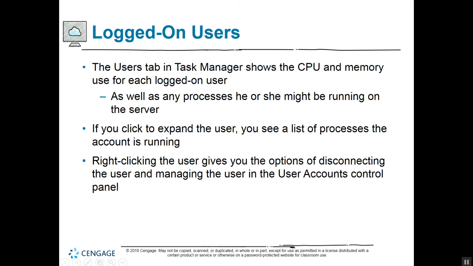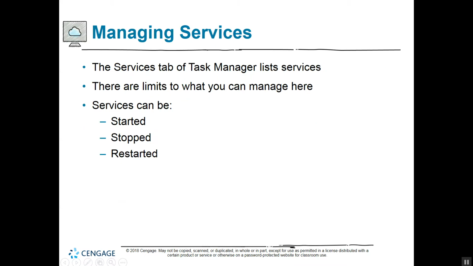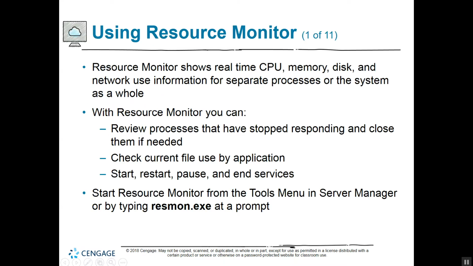Now, the Users tab in Task Manager shows the CPU and memory for each logged-on user. So you may have one user that's just beat the system up, and we could go find out what that one user is doing. Now, services can be started, stopped, or restarted by managing services in the Task Manager list. We've got to be careful because some services may be running in a tree and they're associated with other services that are going on. Now, with resource monitoring, you review processes that have stopped, respond to them, and close them. You can restart them, pause them, or end the services, or start them if need be.